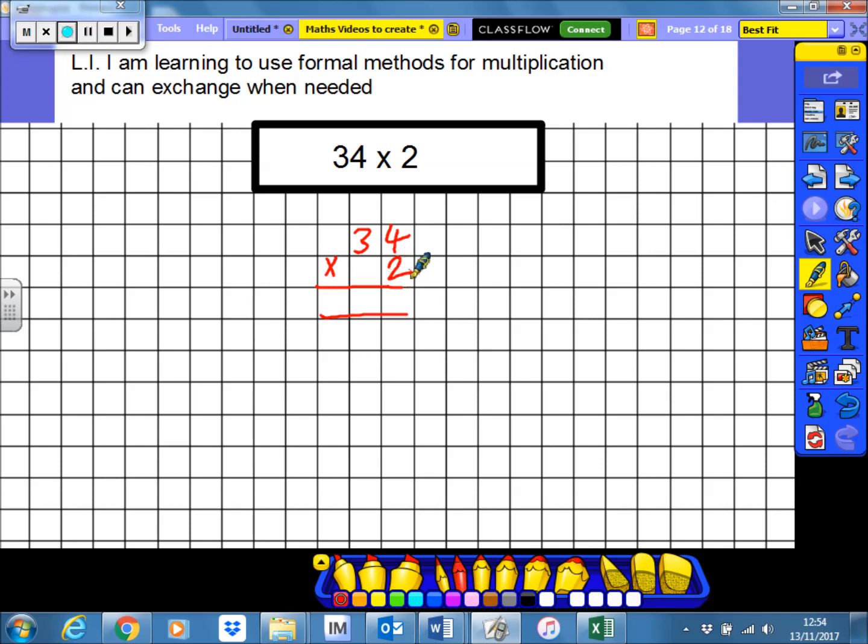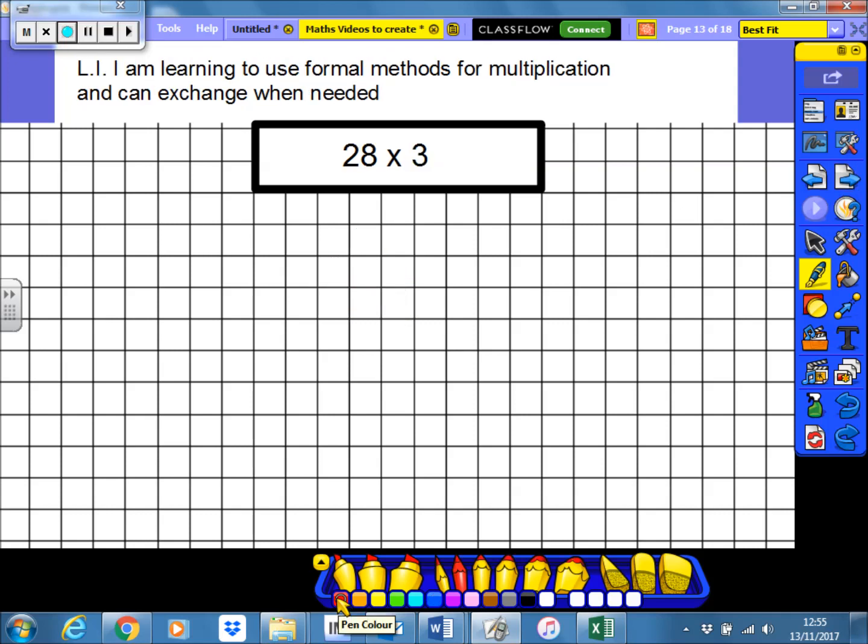Okay, now we're starting off 2 times 4. So basically what we do with this is we times the 2 by the unit and then we times the 2 by the 10. So we just work out our answers very methodically, times by the unit, times by the 10, writing down our answer each time. So 2 times 4 is 8. So I can write down my 8 there. Then I'm going to work with the 10 here. 2 times 3, and the answer to that is 6. So straight away I've got my answer, 68.